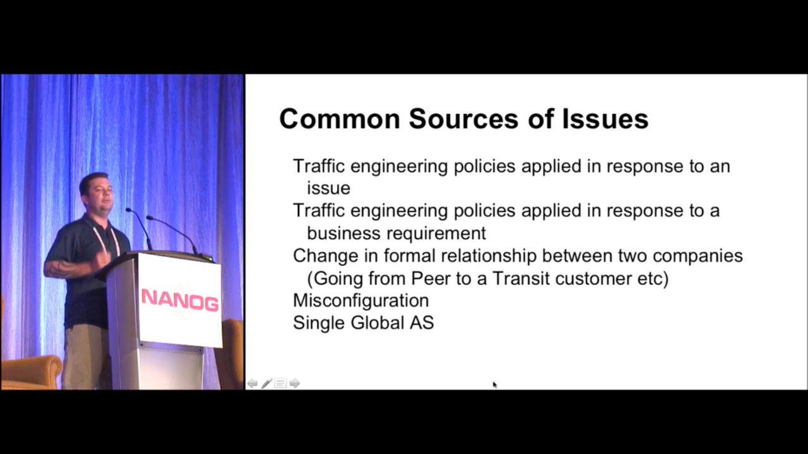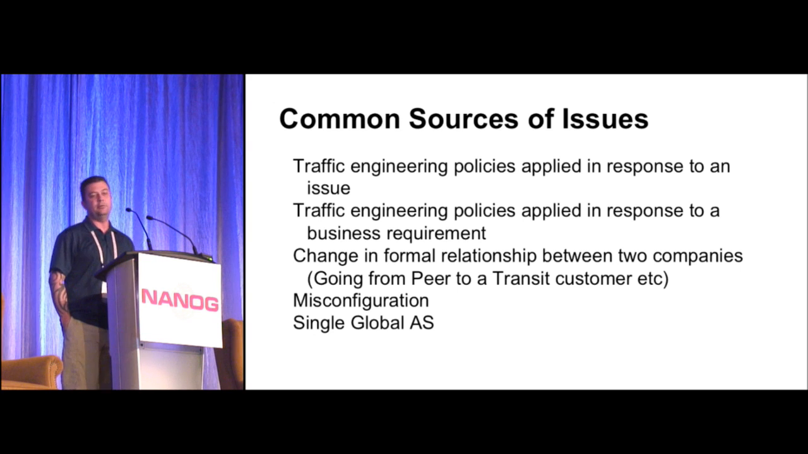The second one is traffic engineering policies applied in response to a business requirement, and this is one that's a little bit trickier. We'll talk about it a little bit more. This essentially is where you start getting into the settlement-free interconnect agreements or the peering agreements, and you start talking about links being out of ratio, or companies fighting over those settlement-free interconnects, either by not shifting traffic off and leaving it congested, or shifting it off completely in order to get back into ratio and not be in violation and that sort of thing.